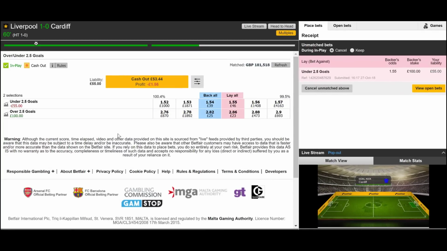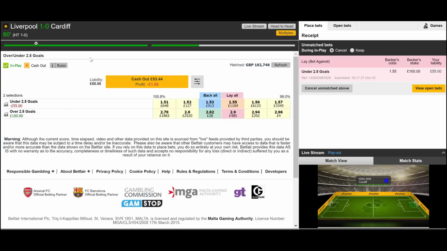60 minutes on the clock in this one. It's Liverpool 1, Cardiff 0. So we've already had 1 goal, which means we're going to get involved on the over and under 2.5 goals market. So just 2 more goals is all that's needed to close this market. And with this particular match, we're expecting lots of goals today. The markets were expecting it too.